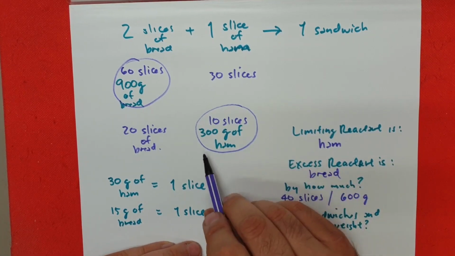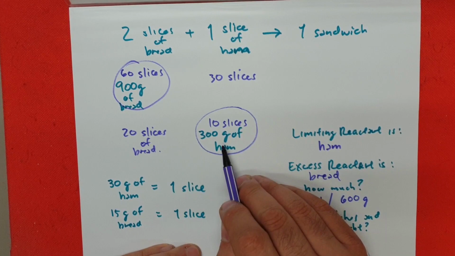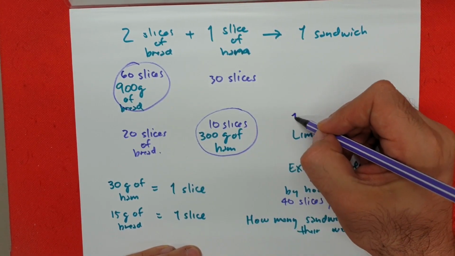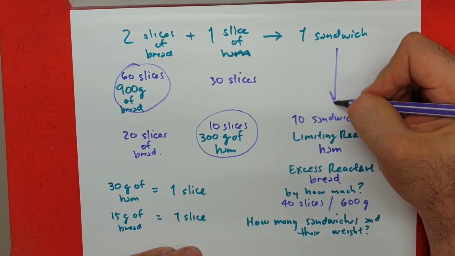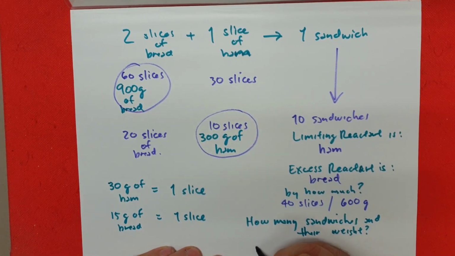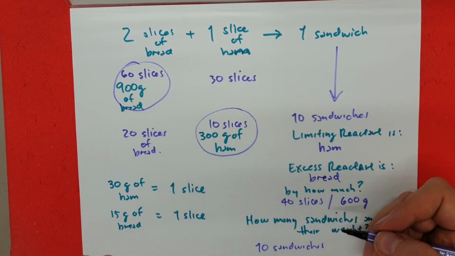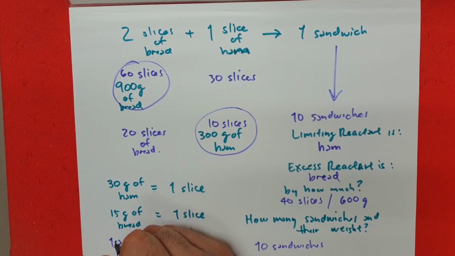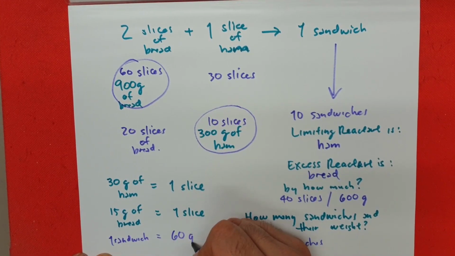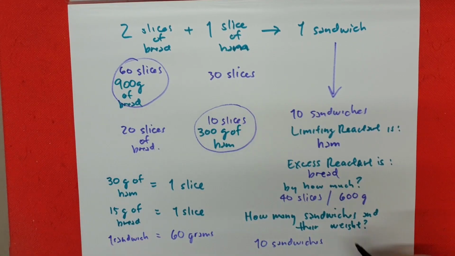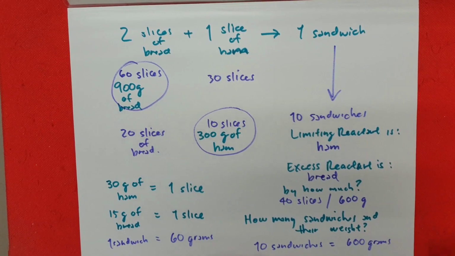So if ham is the limiting reactant and is the one we have, we're going to follow this ratio, and this means we're only going to be able to make 10 sandwiches following this formula. So how many sandwiches? Our answer is 10. And if we were to calculate this, one sandwich would be equal to 60 grams. So we would have 600 grams of sandwich.